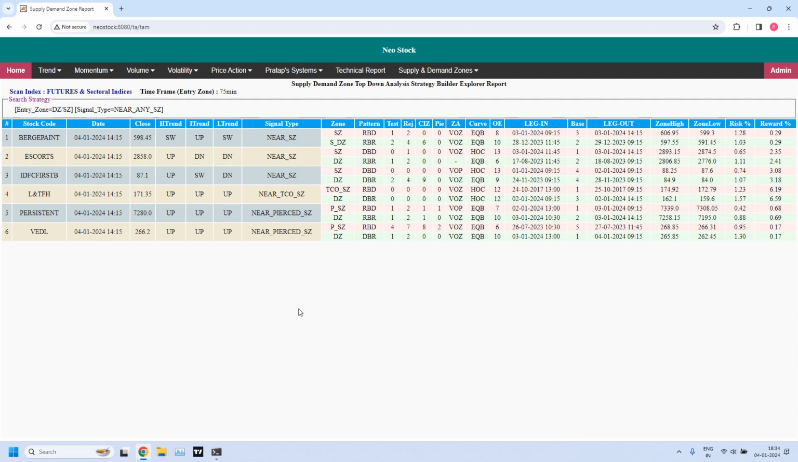So we have identified only one high liquidity zone on daily time frame, that too one supply zone. There is no high liquidity daily demand zone. There is no high liquidity 75 minutes demand zone. There is no high liquidity 75 minutes supply zones also. We have only one high liquidity daily supply zone.